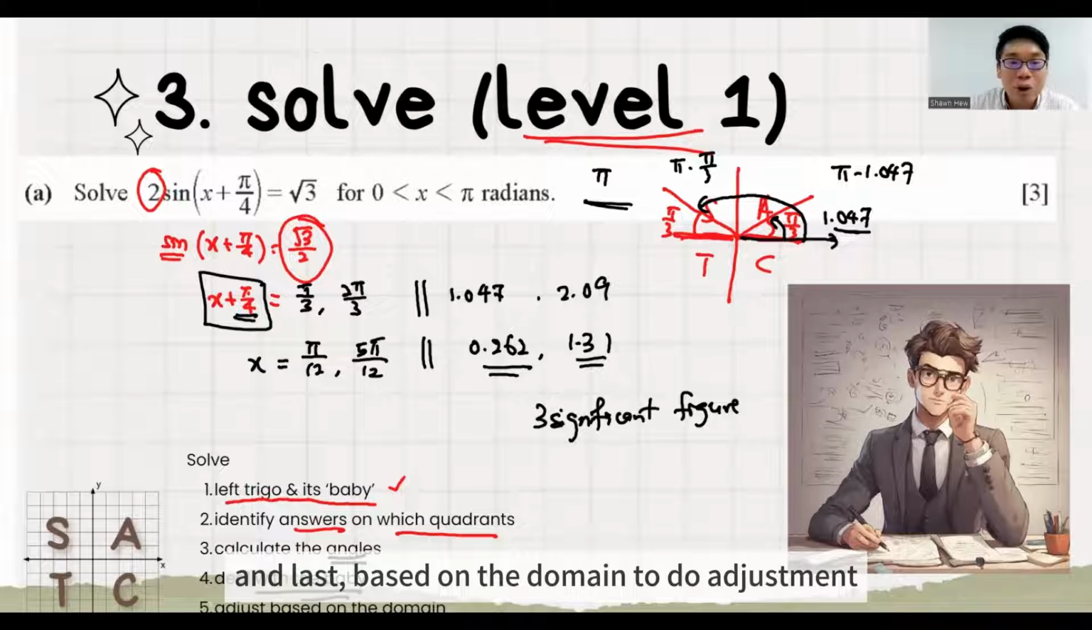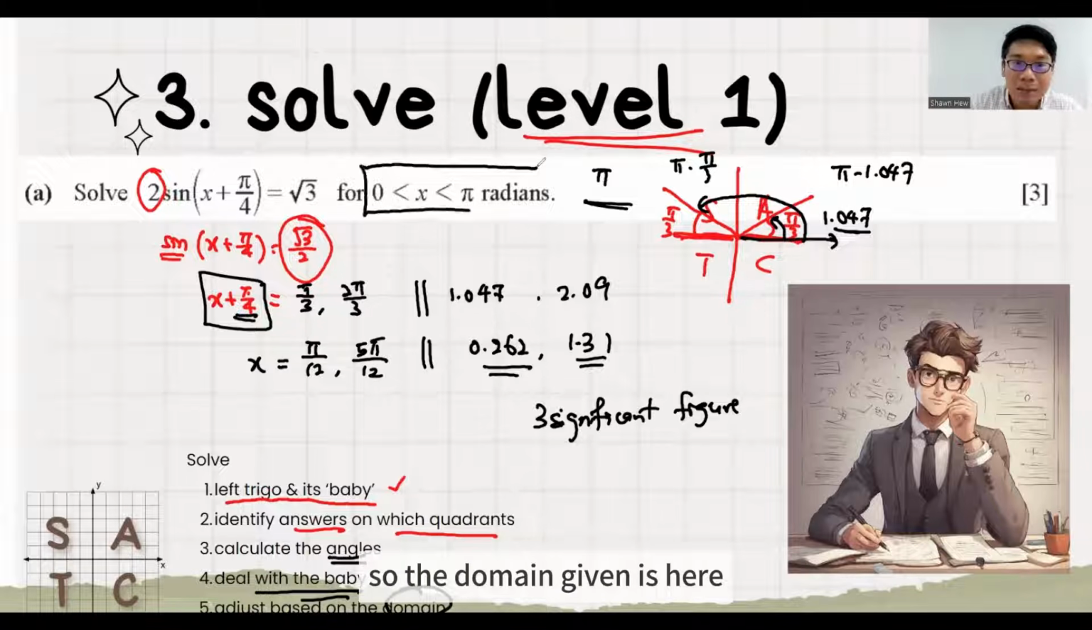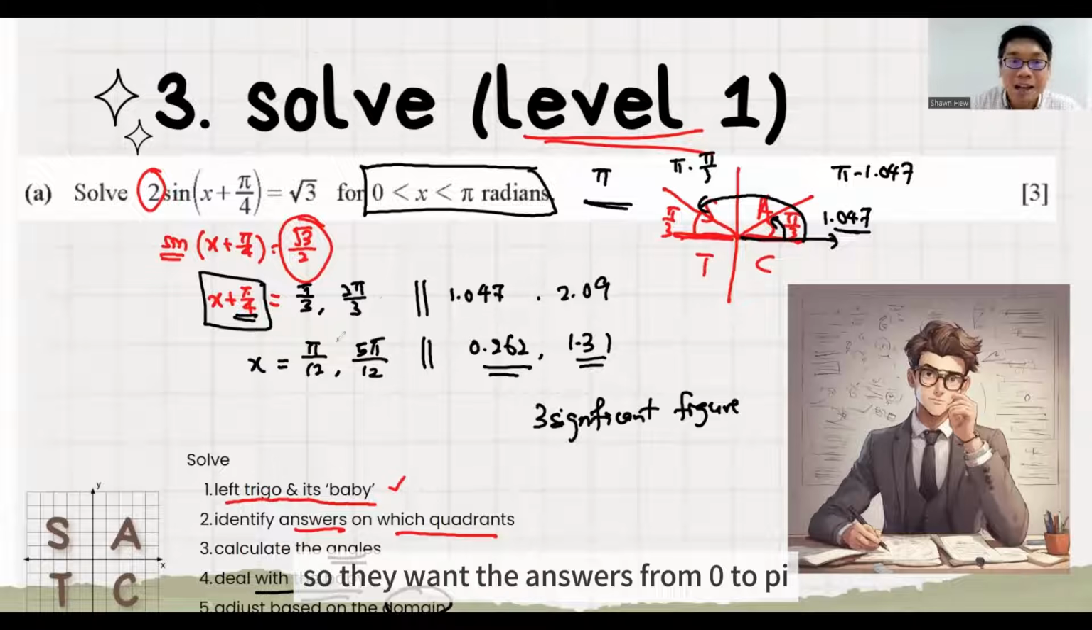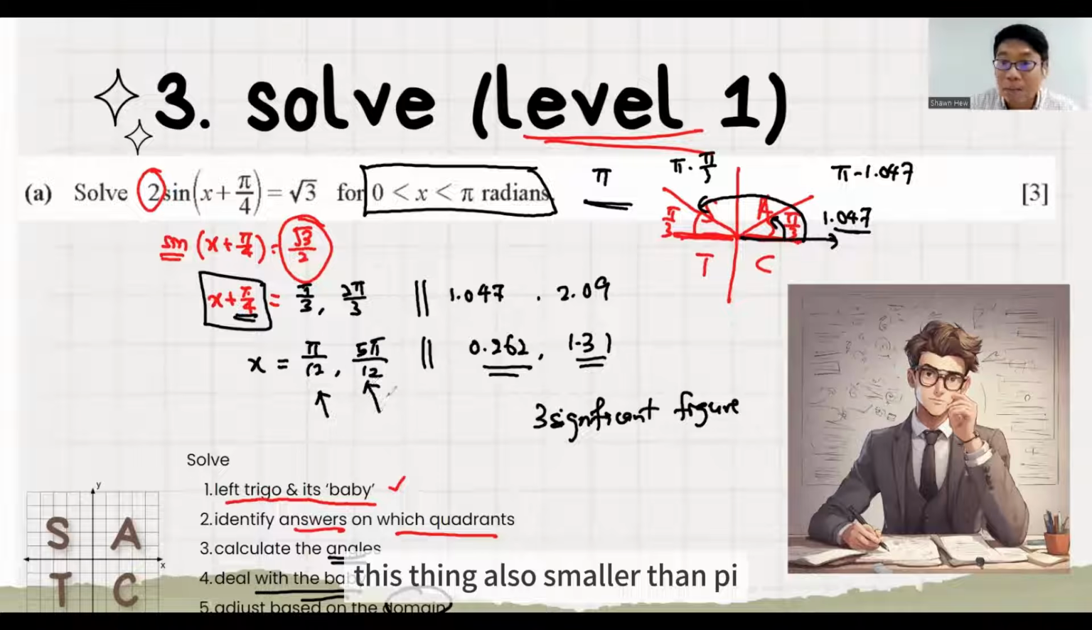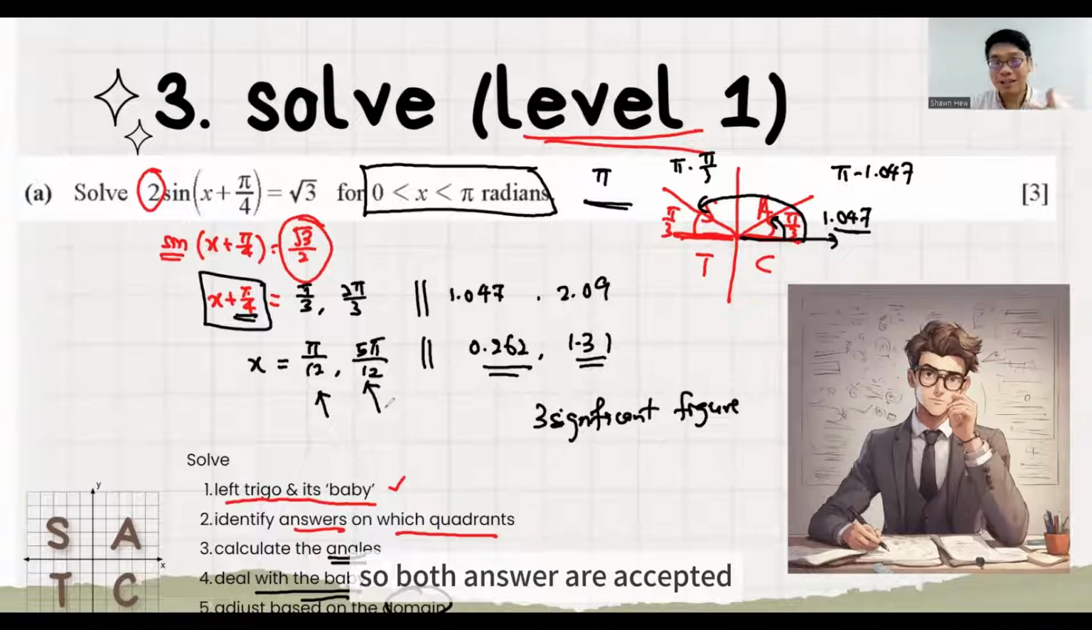And last, based on the domain, do the adjustment. The domain given is here. They want the answers from 0 to pi. This one is actually smaller than pi. This one is also smaller than pi. So both answers are accepted.